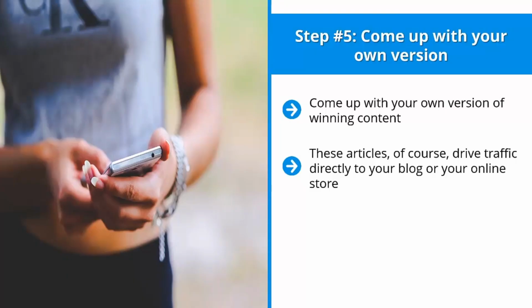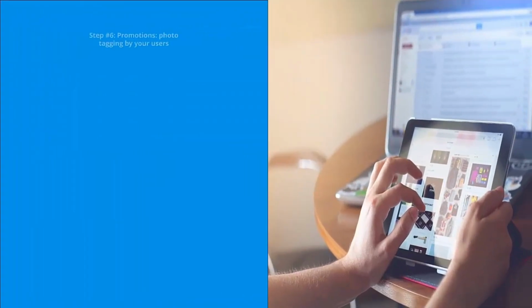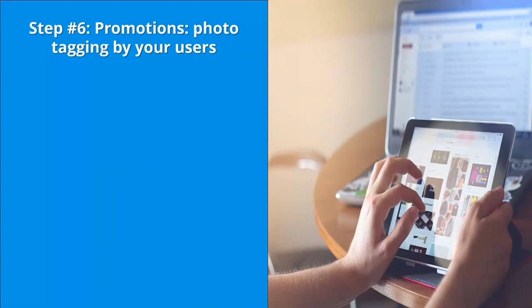Pay attention to how your curated popular content talks about the topic and adopt the same style but deliver something better. Maybe you should offer longer information, more up-to-date information, or blog posts that have multimedia elements like videos and graphics. Whatever you need to do, come up with content that basically blows away all the other content that you feature on your page.